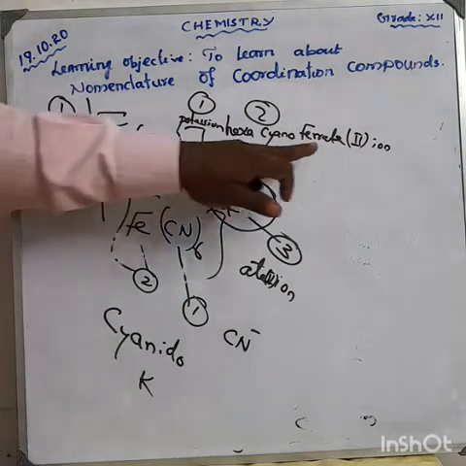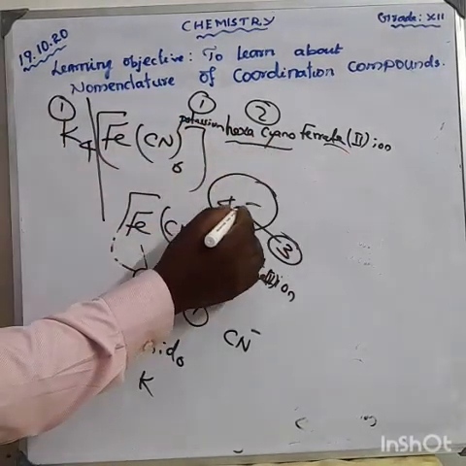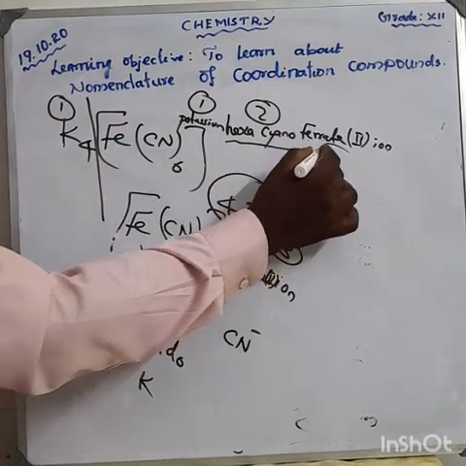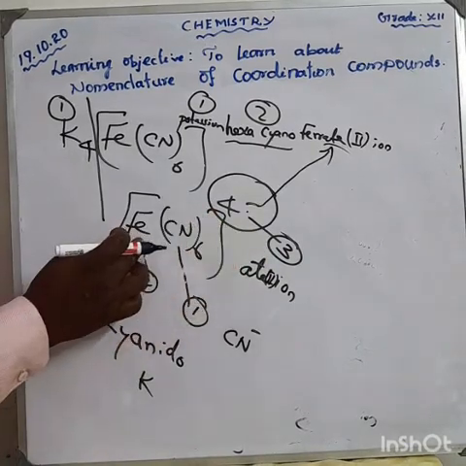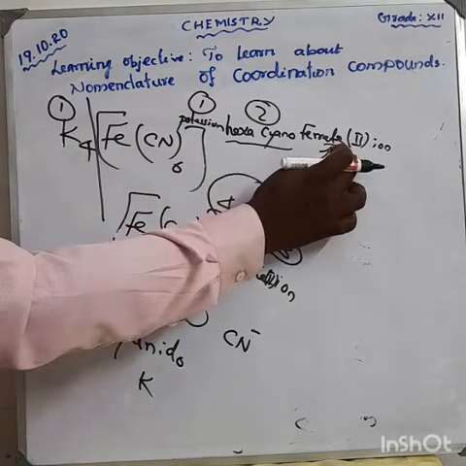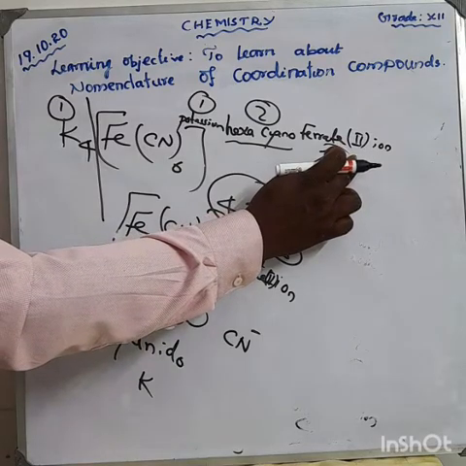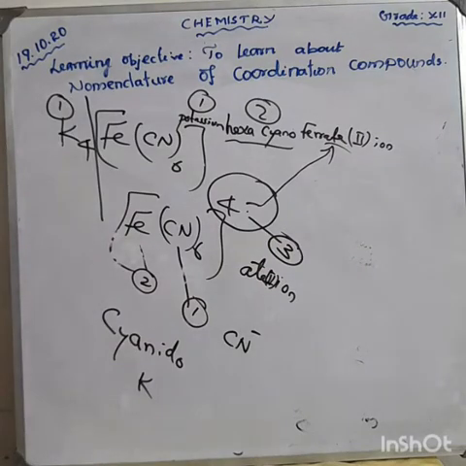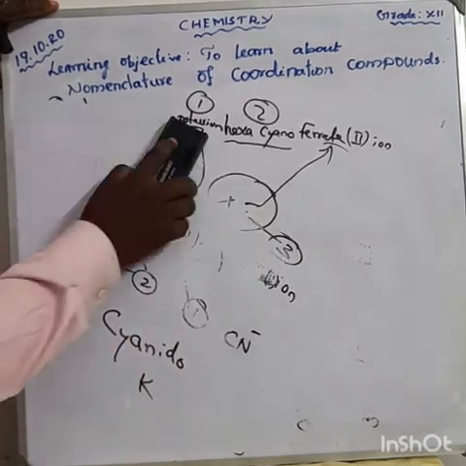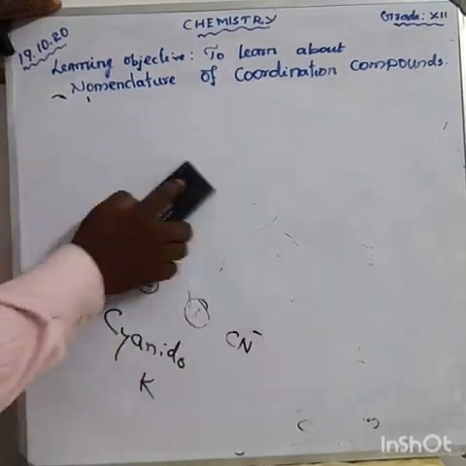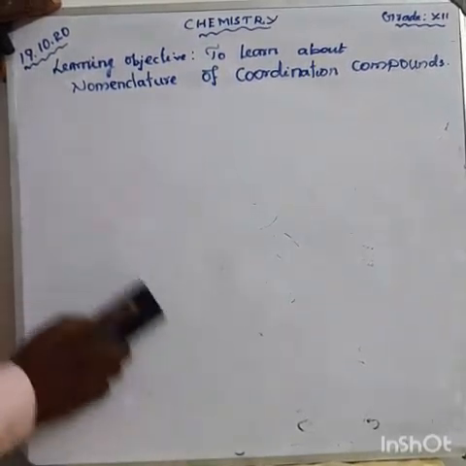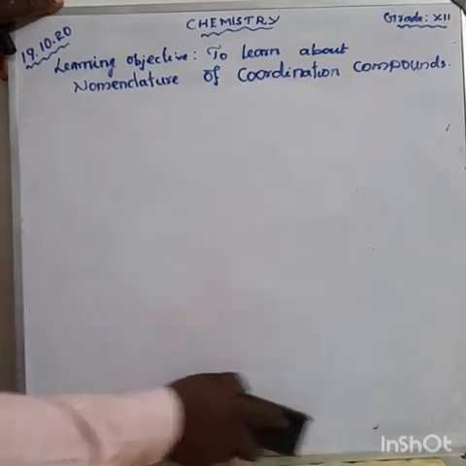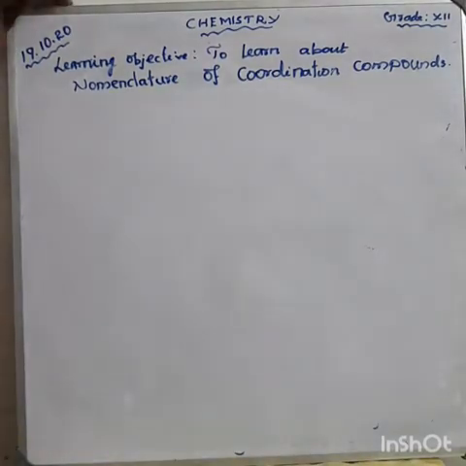Why does the -ate come? Because of the negative charge, so -ate. The oxidation state for Fe is 2, so you mention 2 as a Roman numeral. Having one ion, so we are having ion. Hexacyanoferrate 2, like that. Okay, that's the name. Next, another example I am giving. How can you say the name? Another example: we can use NH3, this is a ligand.